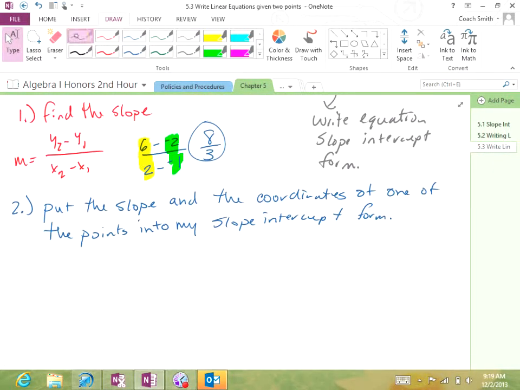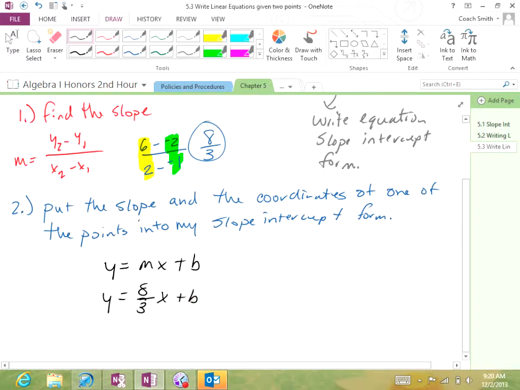Okay, so we have, remember, y equal mx plus b. Okay, so what we're going to do is we're going to plug the slope in. You've got y equal 8/3 times x plus b. So what we're trying to do is we're trying to find b to complete my slope-intercept form. Okay, that's what we're trying to do. Trying to find out what b is.